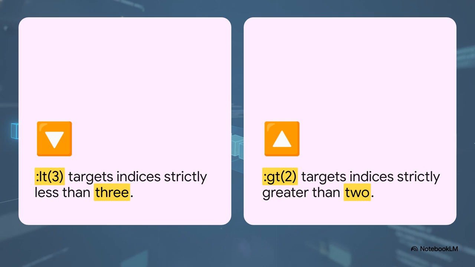And this exact same logic applies to the less than and greater than filters. If you use :lt with the number 3 in parentheses, you're asking for elements with an index strictly less than 3. Counting from 0, that gives you index 0, 1, and 2, which means you're actually selecting the first 3 elements on the page. Conversely, :gt with a 2 grabs everything with an index strictly greater than 2, so it skips 0, 1, and 2, and targets index 3, 4, and so on. These filters are incredibly powerful for targeting specific chunks of large lists, provided you just remember how JavaScript counts.